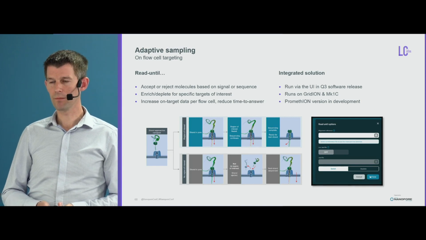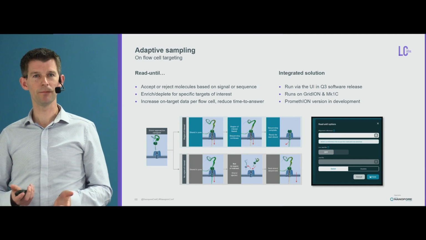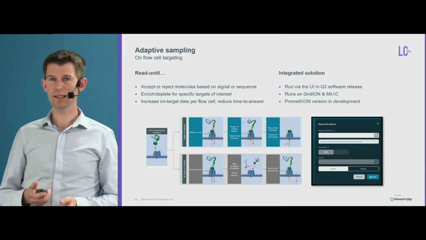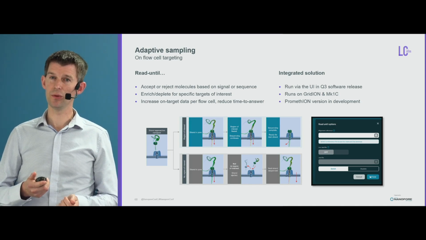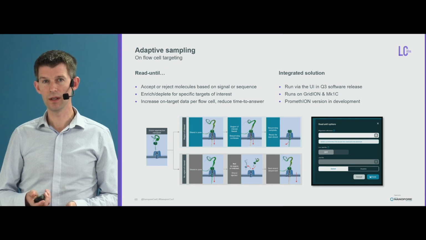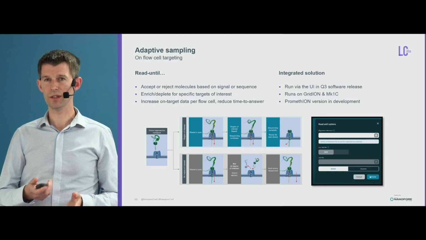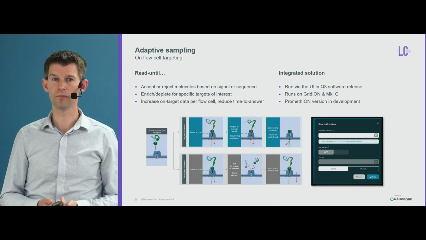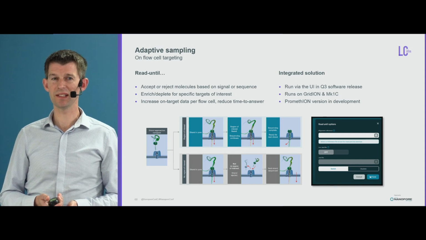Okay, so read until. I said I was going to talk about this. It's got a new name, adaptive sampling. What you can do is, as that molecule is going through the nanopore, you can read out the first bit of sequence, and you can decide whether you want to continue sequencing that molecule or not. And if you don't, you can kick it out. And that lets you enrich for targets of interest or deplete things that you don't want. And you've been able to do this for a couple of years now.